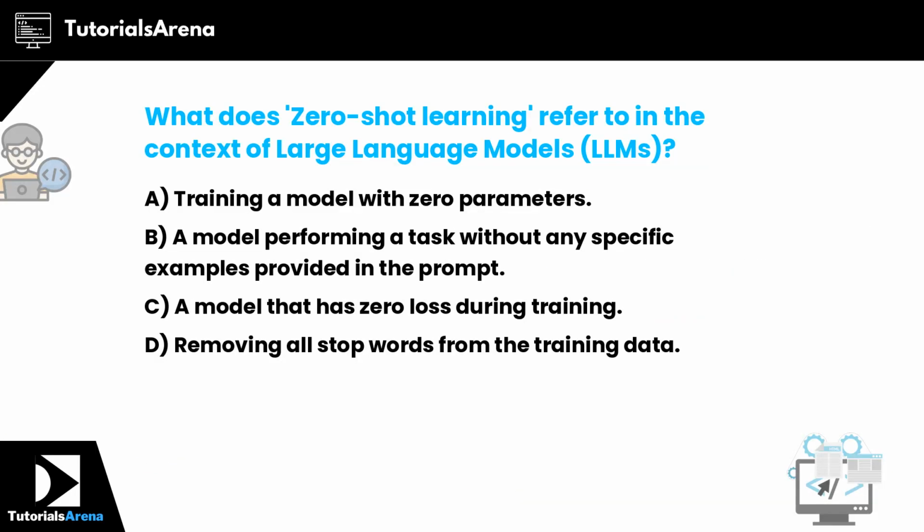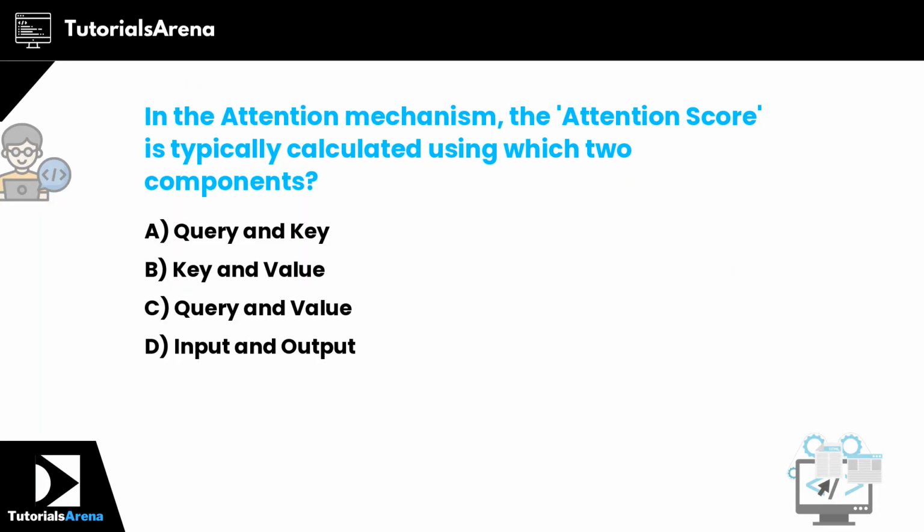What does zero-shot learning refer to in the context of large language models, LLMs? The correct answer is option B, a model performing a task without any specific examples provided in the prompt. In the attention mechanism, the attention score is typically calculated using which two components? The correct answer is option A, query and key.